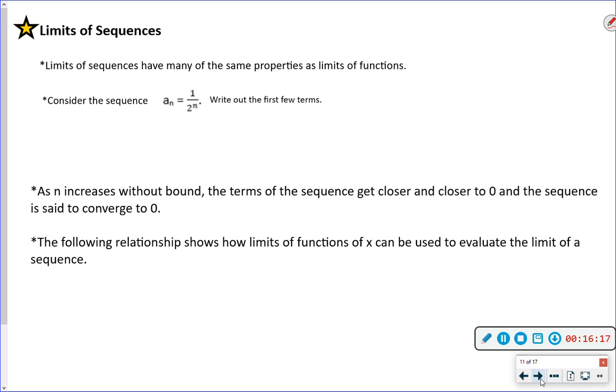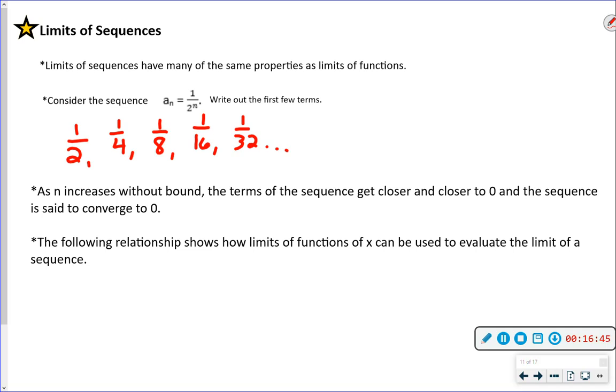So if I put 1 in here, 2 to the first is 2. Let's put 2 in, 2 squared is 4. 2 cubed, what's 2 cubed? 8. Let's do one more. What's 2 to the 4th? 16. I could keep on going, right? But can you tell the limit right now as you approach infinity?